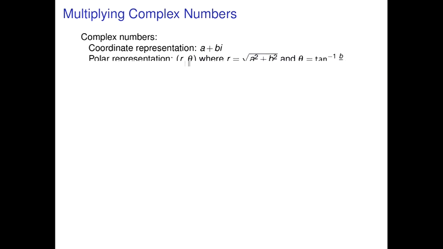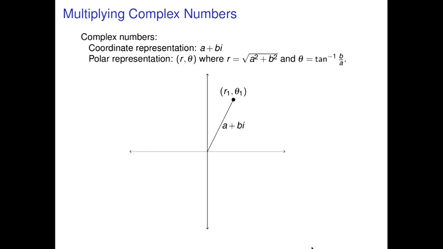You could also represent it in polar form. Here's one form. You think of a complex plane where the x-axis corresponds to the real part, a, and the y-axis corresponds to the imaginary part, b, a plus bi. You could also write it in polar form, where you can translate back and forth to this other representation, where r is equal to the square root of a squared plus b squared, and this angle from the x-axis, which is theta, which is tan inverse of b over a.